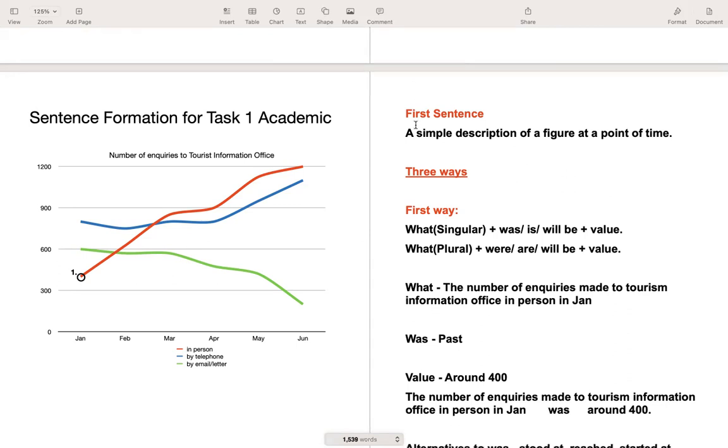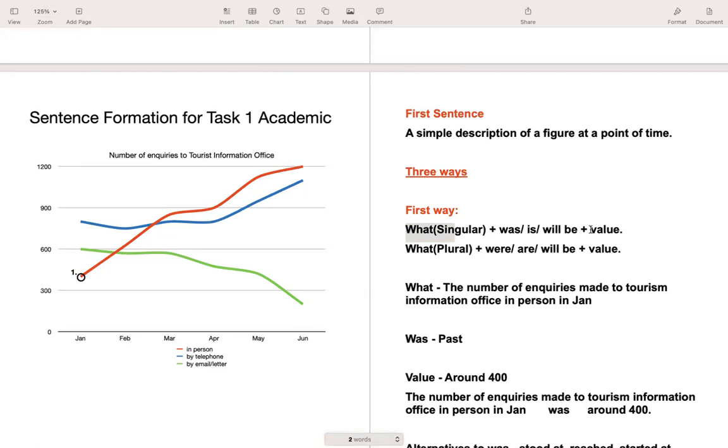Okay, so for me, you have 3 ways to make this sentence. The first way, which works in every graph, is my main sentence that I use. That sentence is very simple. First, you write whatever the thing is, for example, the number of inquiries to tourist information office in person in January. Then you write was, is, or will be, depending upon the tense. If it's past, was; present, is; future, will be. And then you write the value.